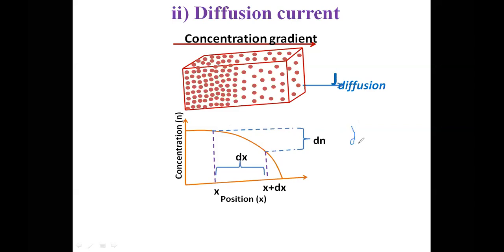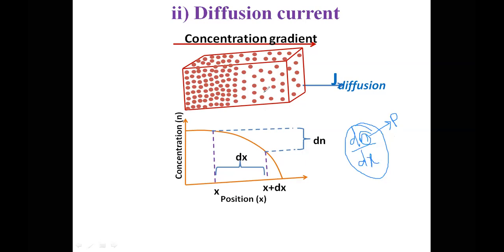What do you mean by concentration gradient? dn divided by dx. This dn by dx is known as the concentration gradient of electrons. Similarly, if you want to write it for holes, we have to replace n with p. Then we will get the concentration gradient of holes, that is dp by dx. Now this is about the concentration gradient which is present in our semiconductor.